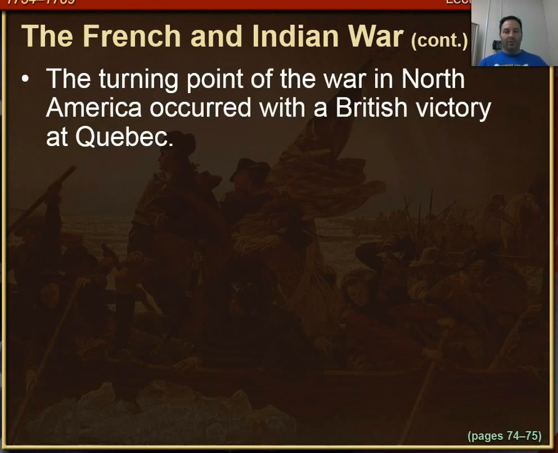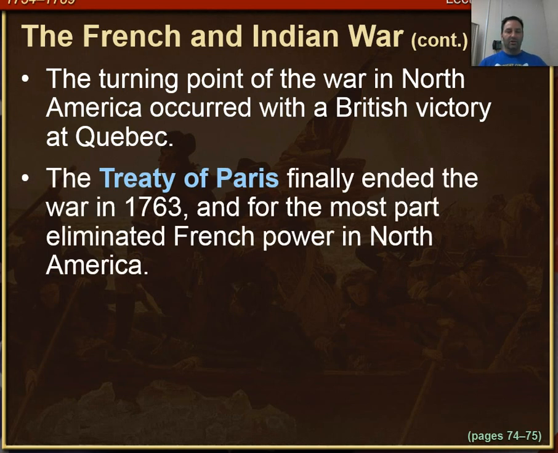The turning point of the war in North America occurred with a British victory at Quebec. And eventually, the war kind of drags on for a little bit, but the Treaty of Paris is signed, and it ends the war in 1763, and for the most part, eliminated French power in North America.